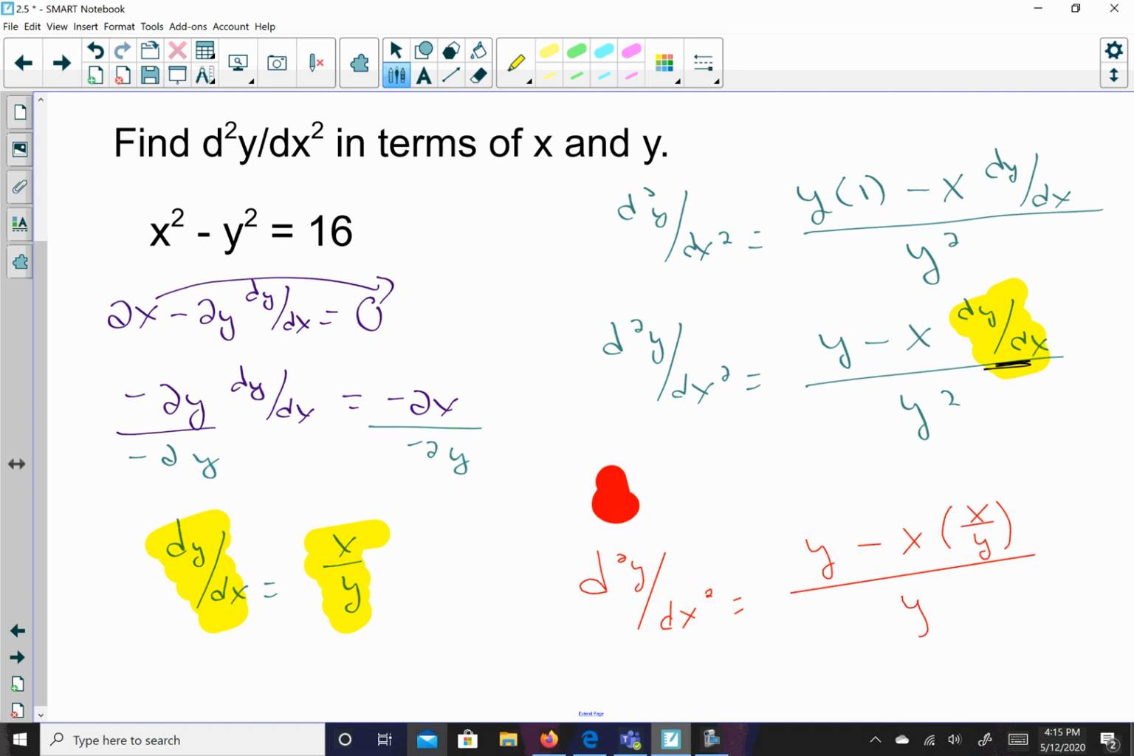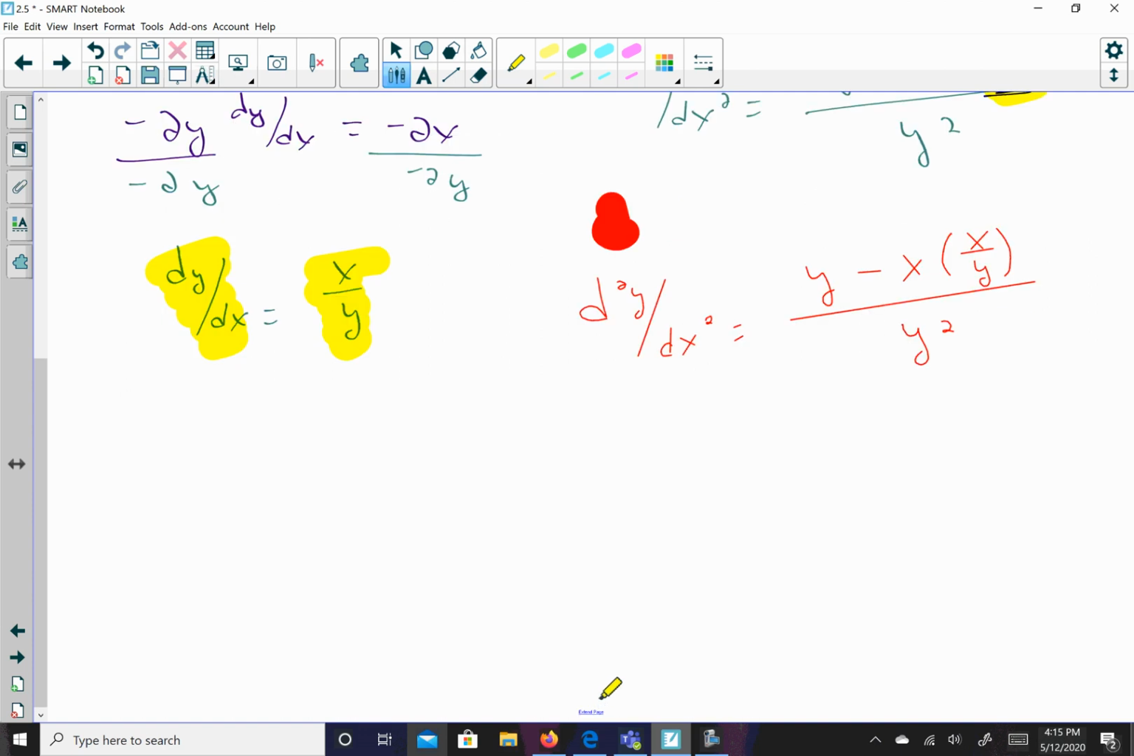all over y squared. And now I'm going to go really, really slow, and I'm sorry if I'm boring some of you, but this is algebra. So this is y minus x squared over y all over y squared.